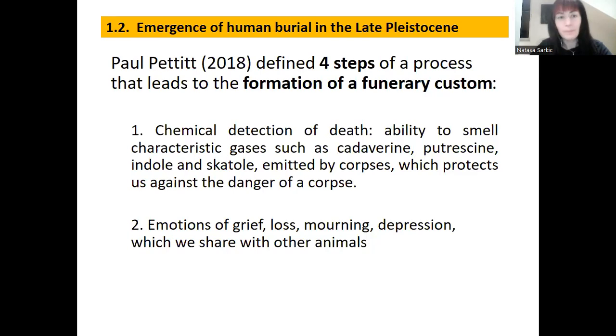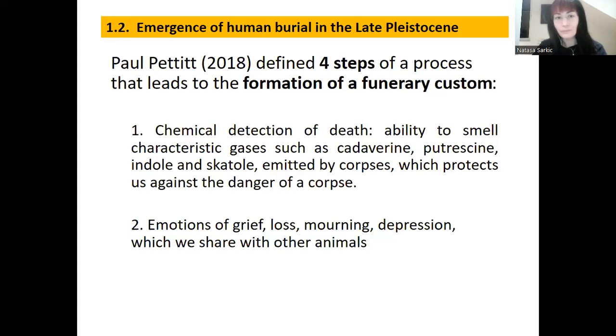Next step is these emotions of grief, loss, mourning, depression, that we are also sharing with some other animals, but there's still no need to do something about that. We can just feel, but no need for making something with it. No need to articulate these feelings. No need still to give them some sort of a social construct around it.